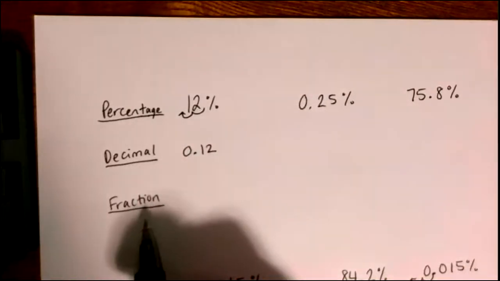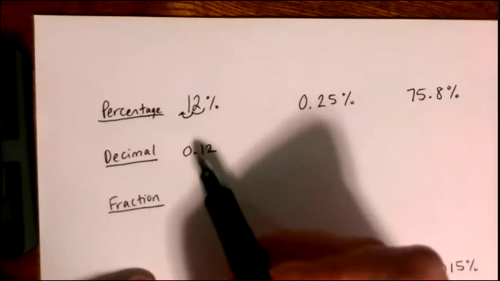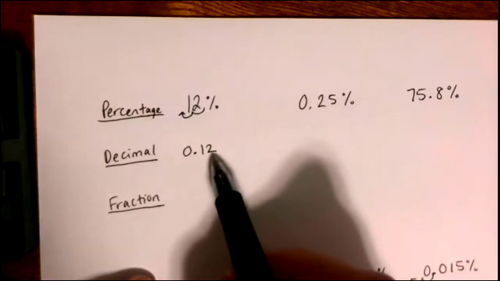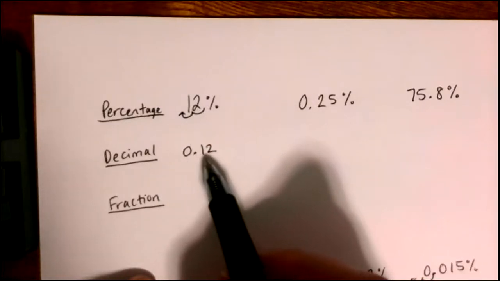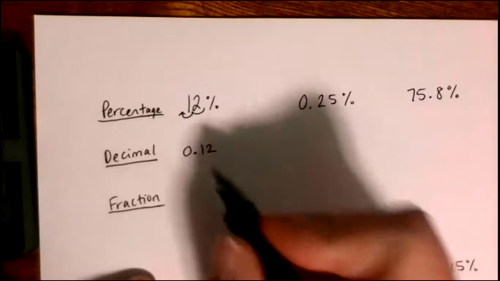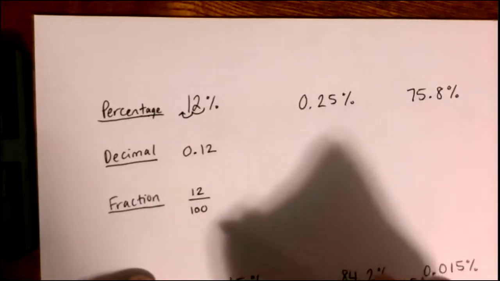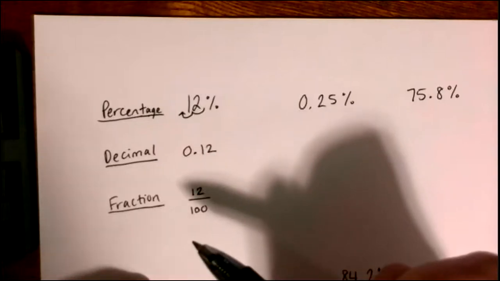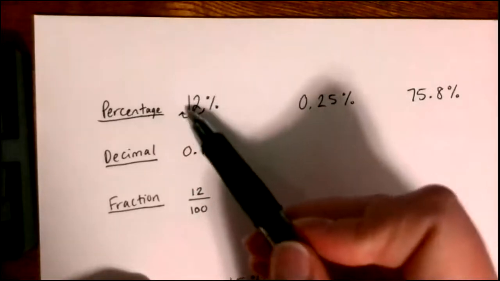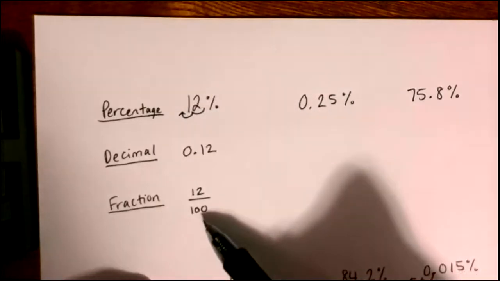Now, I want to change this into a fraction. So we can go back to what we learned earlier, where we read the number here. So we have 12 hundredths here, because this is the tenths, this is the hundredths place. So we could write that just as it sounds, 12 hundredths. Or we can use the percentage rule, which is anytime you see a percent, just take that number and put it over 100.